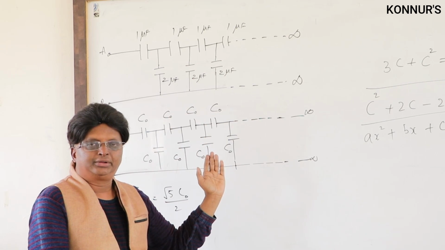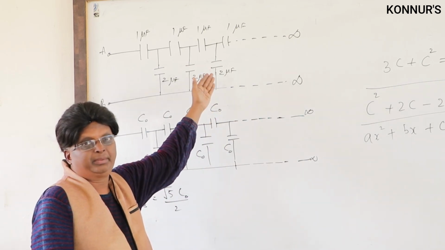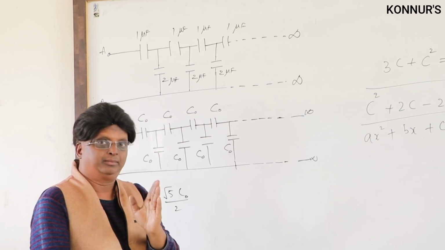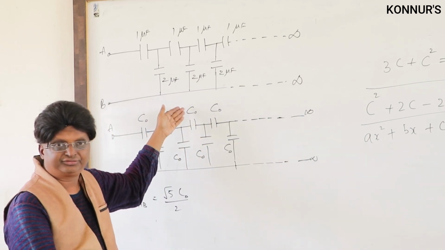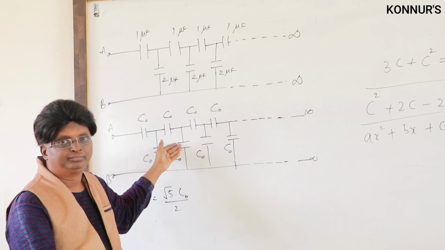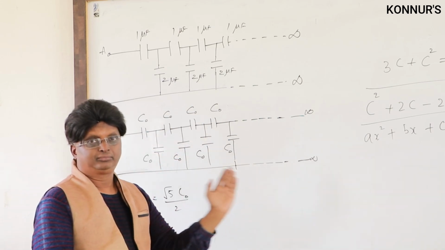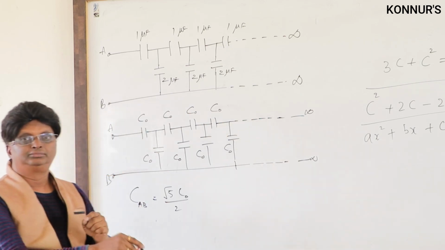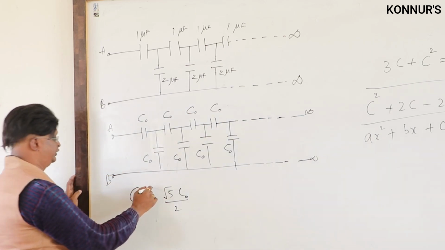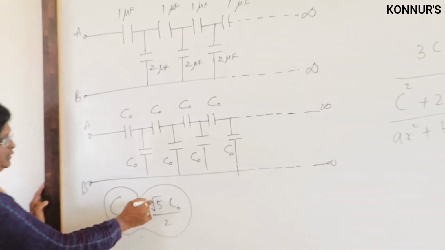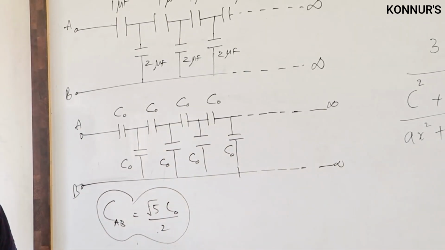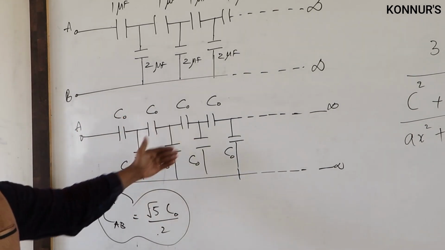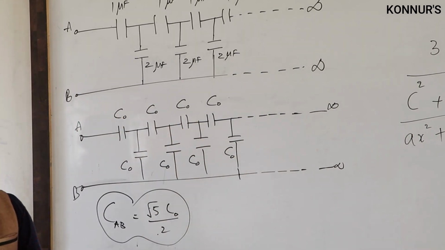In the previous example, different capacitors were shown. Instead, if all the capacitors in the infinite ladder are the same, say I have taken them as C0 each, what will be the answer? You will do the same method, get the same final quadratic expression, and the answer I have just deduced and am showing to you: C AB is equal to root 5 by 2 times C0. You see, all identical capacitors forming an infinite ladder.